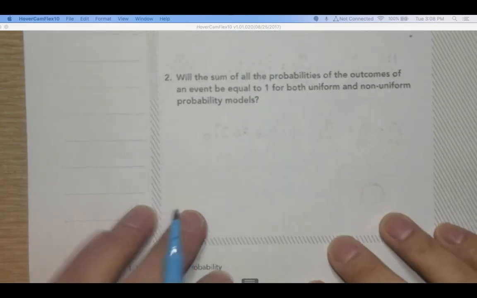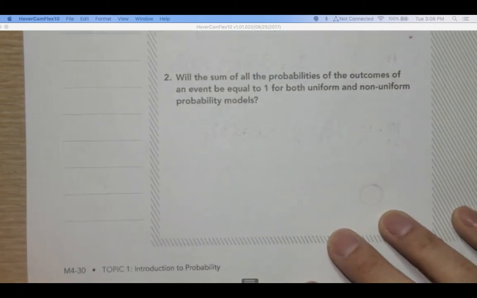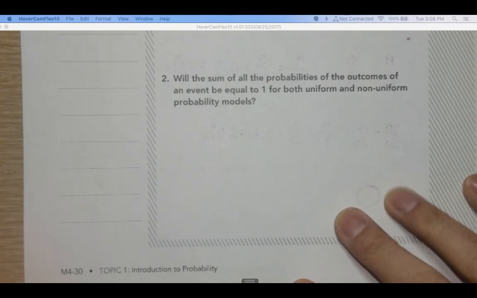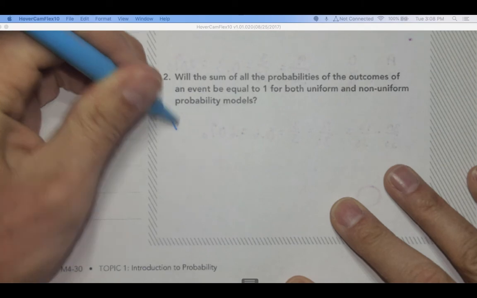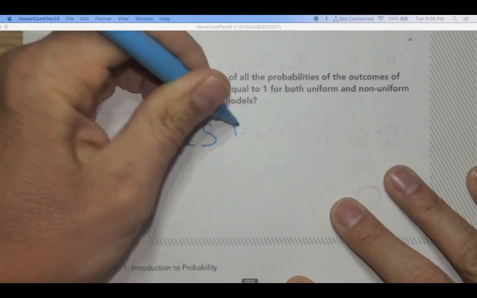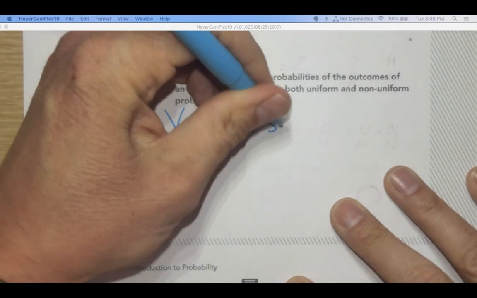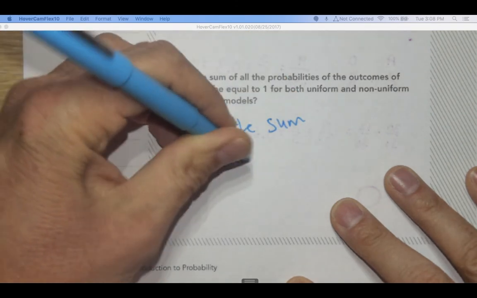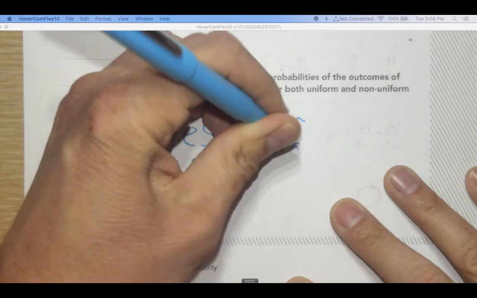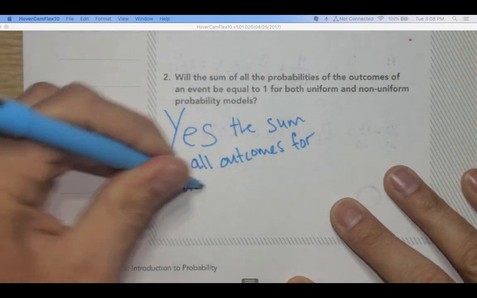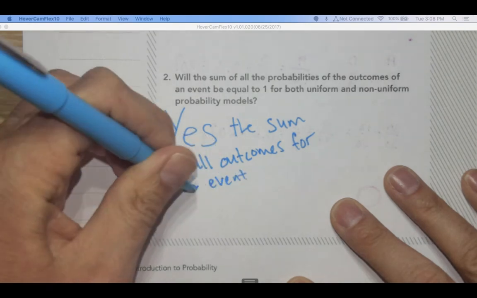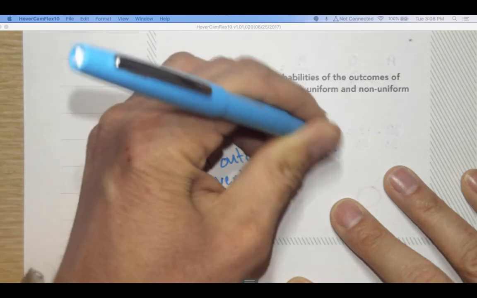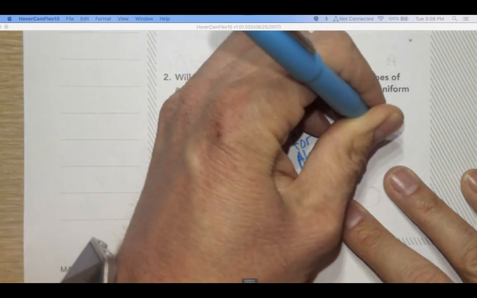All right. 2. Will the sum of all the probabilities of the outcomes of an event be equal to 1 for both uniform and non-uniform probability models? Yes. The sum of all outcomes for an event will always be 1.